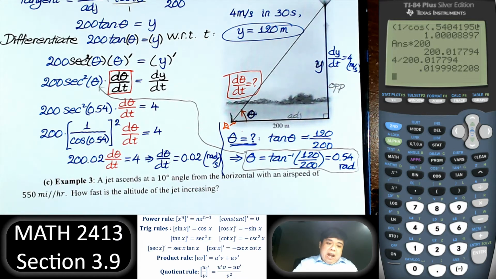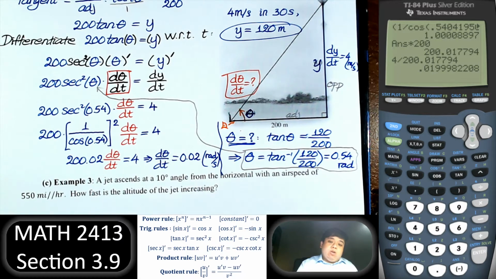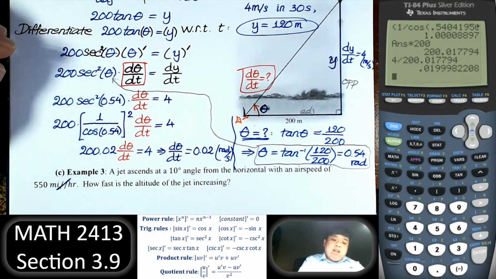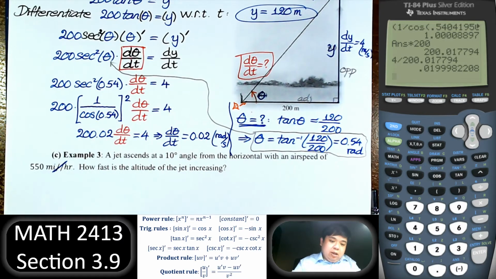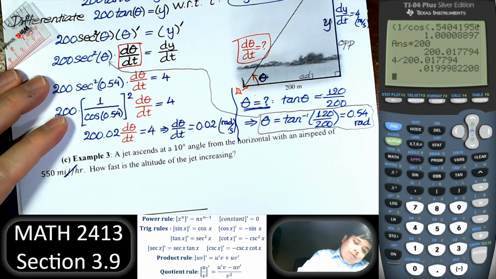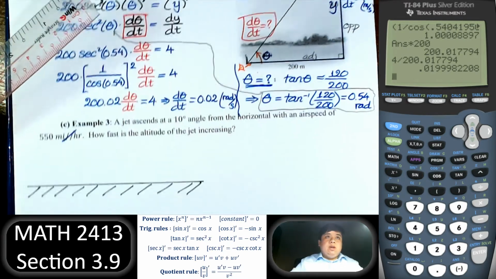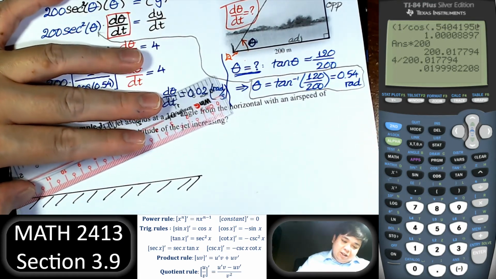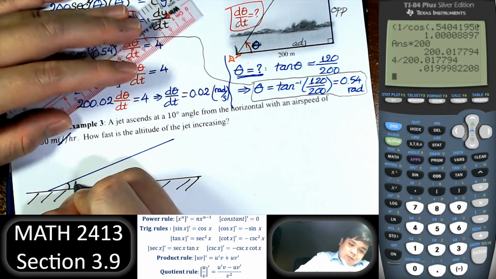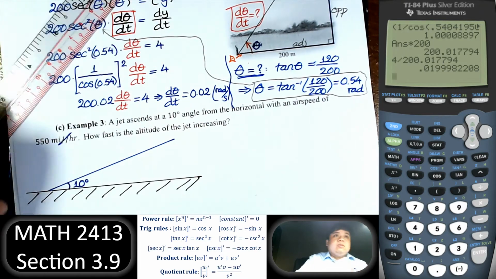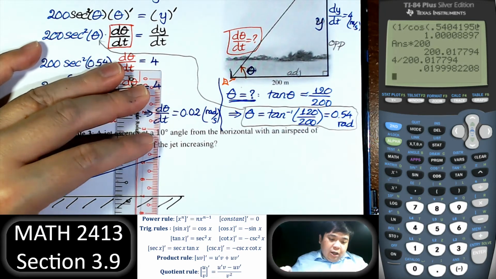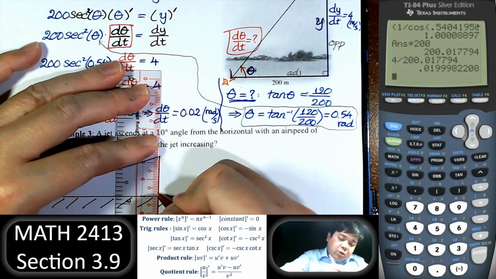A jet ascends at an angle of 10 degrees from the horizontal line with an airspeed of 550 miles per hour. We need to change that in the note. How fast is the altitude of the jet increasing? In this case we don't have the picture, but we have to draw horizontal, the jet going at 10 degrees. This is constant. And then the question we have, how fast is the altitude of the jet increasing? So this is the question.